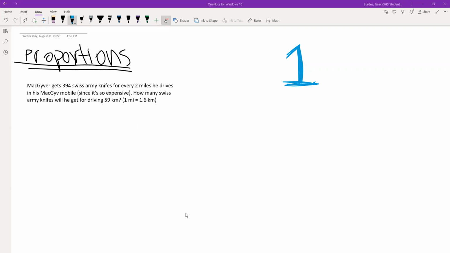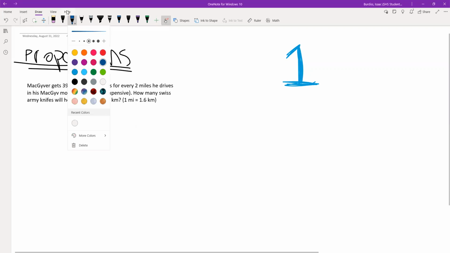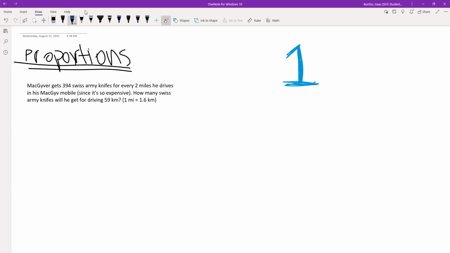So this is proportions. Proportions are very useful to know how to use, even if the question isn't asking you to use it, and I'll show you what I mean in a minute. You're usually going to have a word problem if you would have to do this.